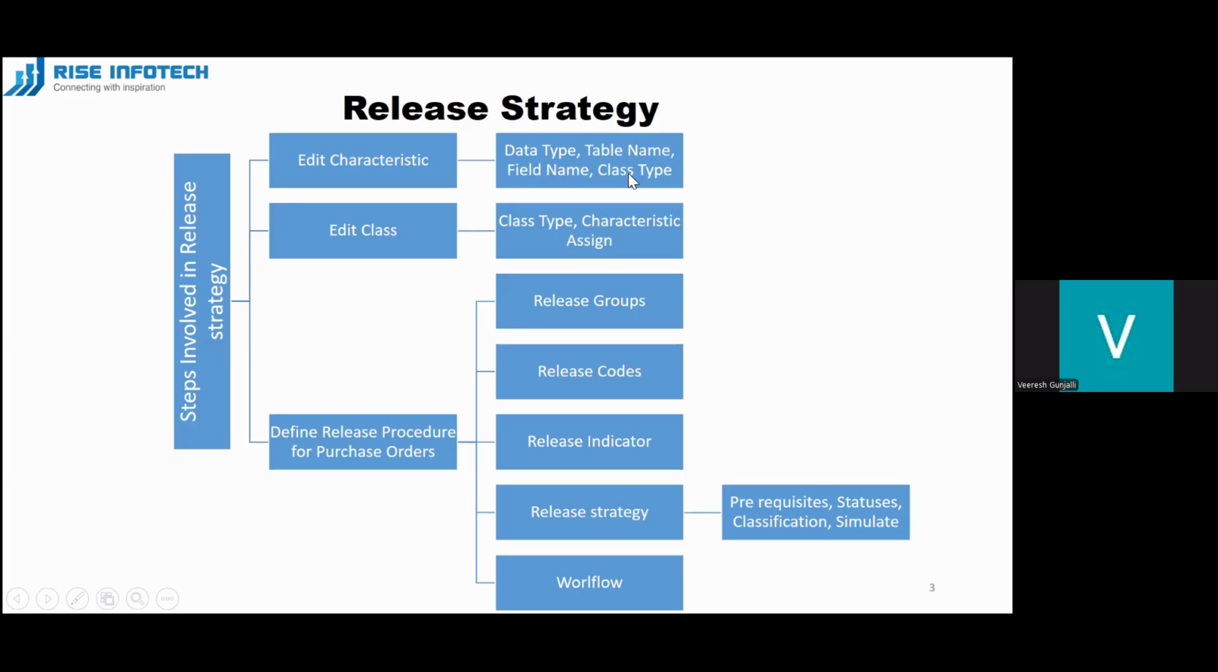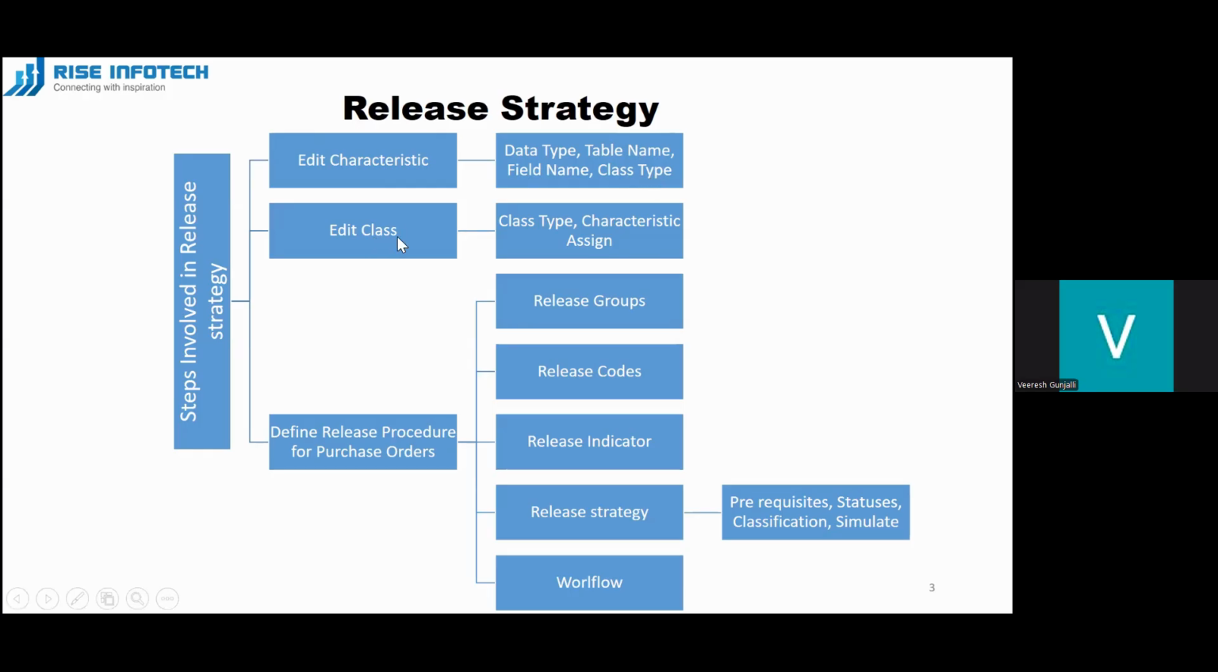Then the important thing is class type. For release strategy we use the standard class type 032. For batch it is 023, and various others are there, but for the time being we are using 032 for release strategy. So this is how to create the characteristics. Once we create the characteristic with the table name CEKKO and field name BSART, the document type, then class type 032 for release strategy.